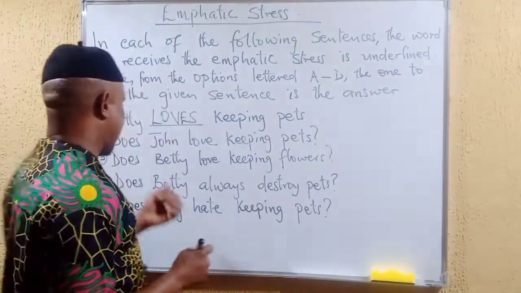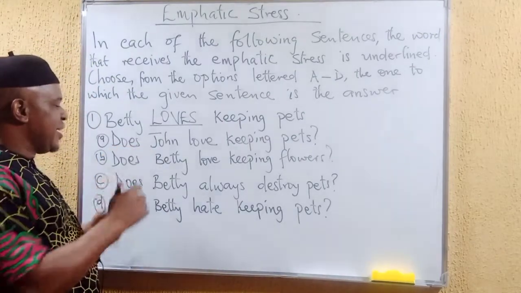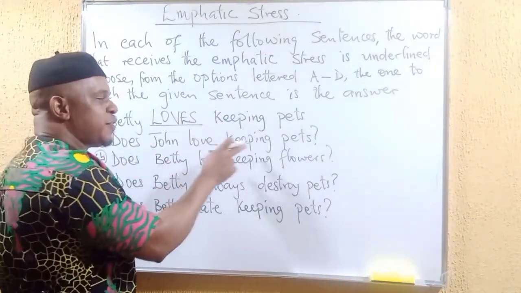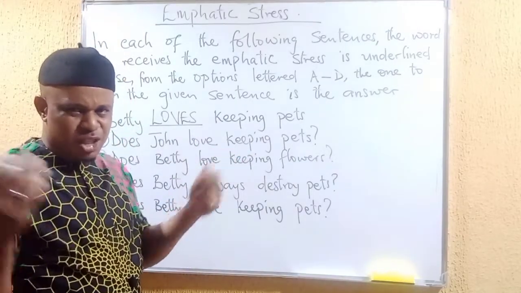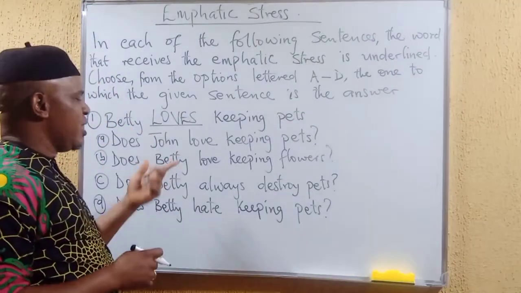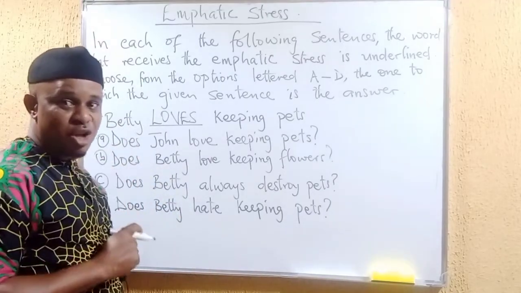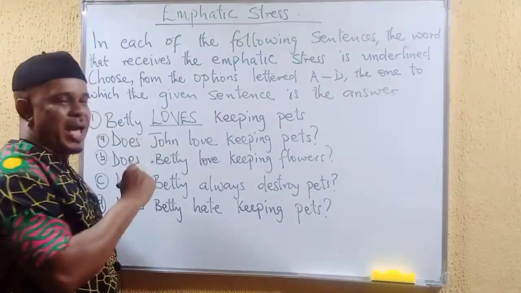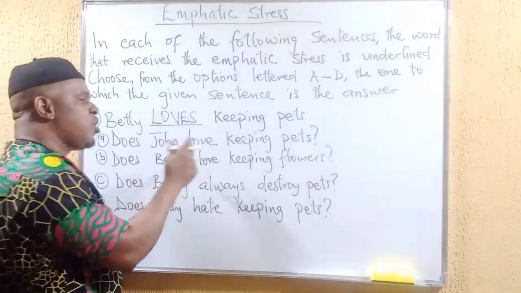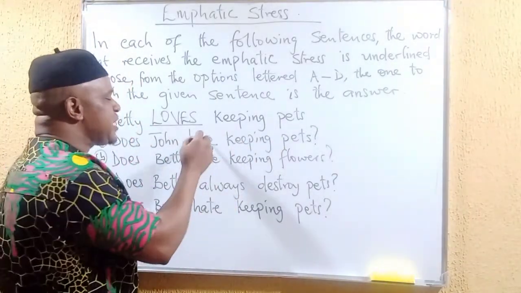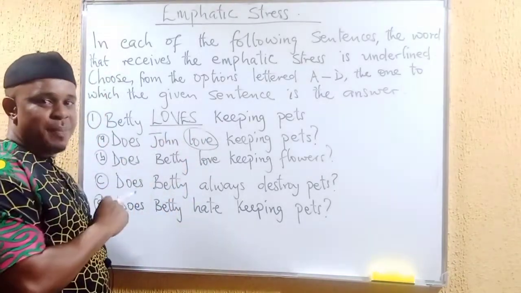Now, let us look at it very well, like I said. Betty loves keeping pets. Now, option number A, it says, does John love keeping pets? Now, at this juncture, a student can look at this and have reason to be confused. We are talking about Betty. Why mentioning John here? It doesn't matter because Betty is not the point under emphasis. What we have as the emphatic word is the loves. So here it says, does John love keeping pets? We notice that we have the same love emphasized in option number A.